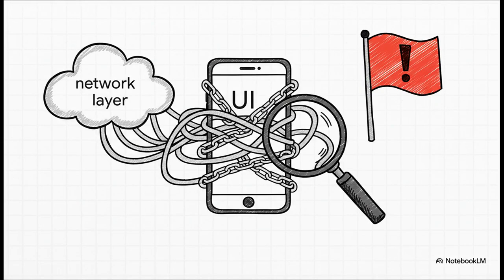The second that a view fetches its own data, you've permanently welded your UI layer to your network layer. This makes the view an absolute nightmare to test. You'd have to spin up a fake server just to see if a label shows up correctly. So here's a great rule of thumb for you. If you ever find yourself typing import service at the top of a UI file, that is a major red flag.